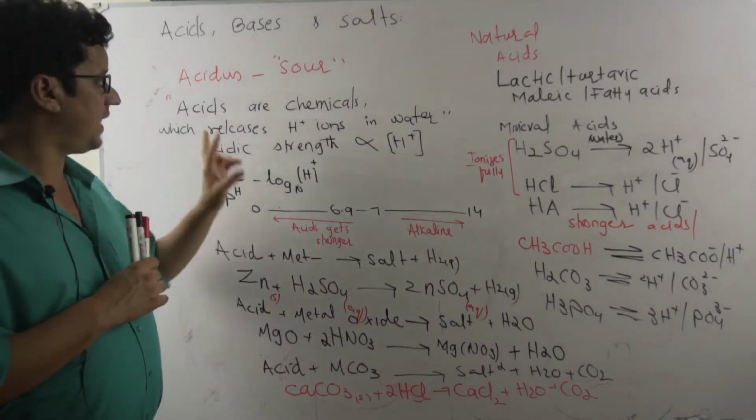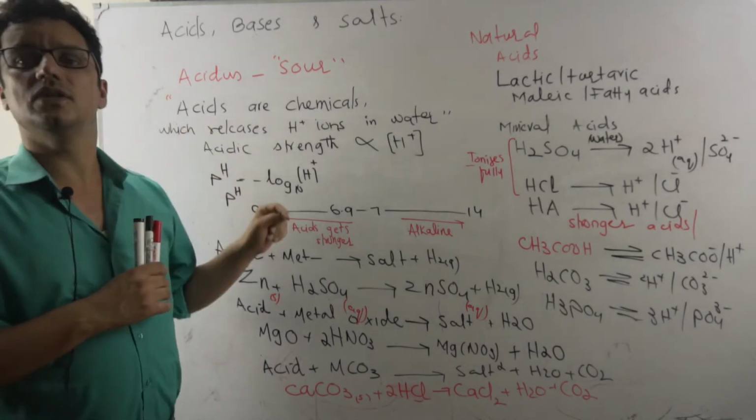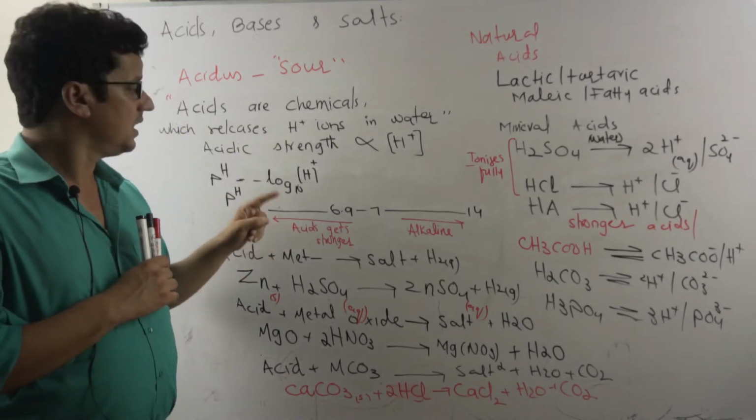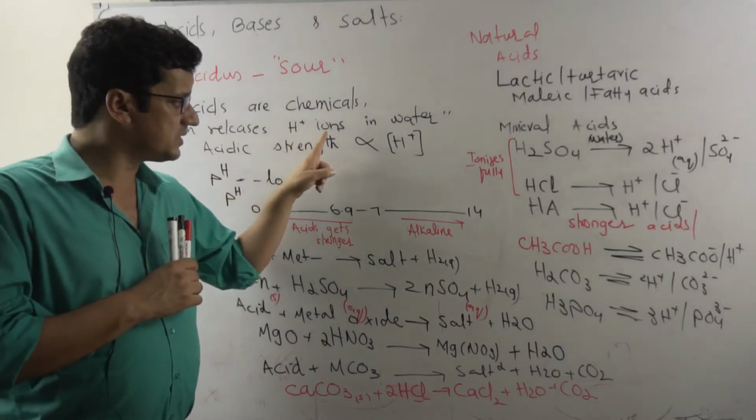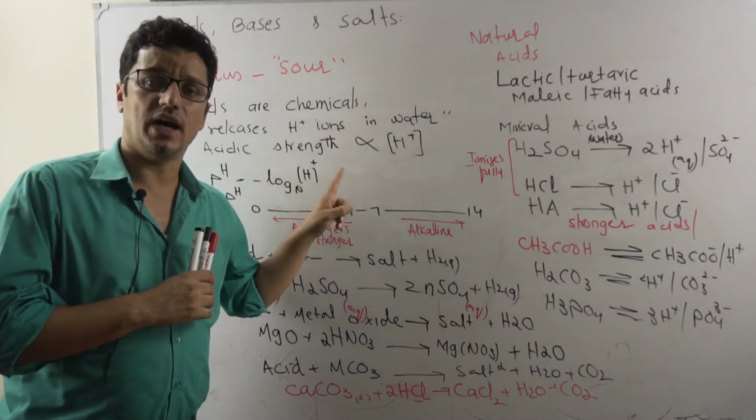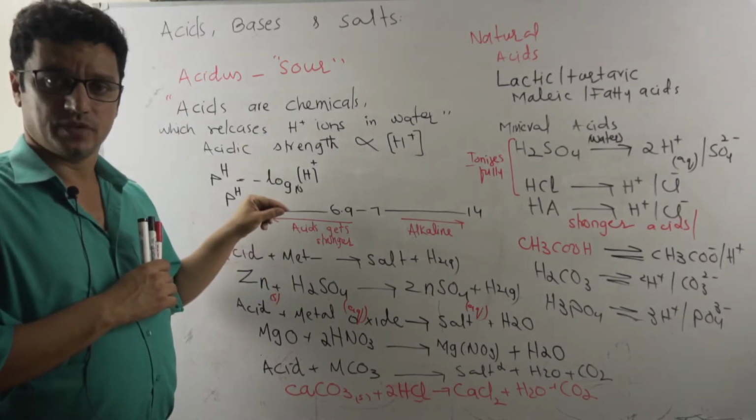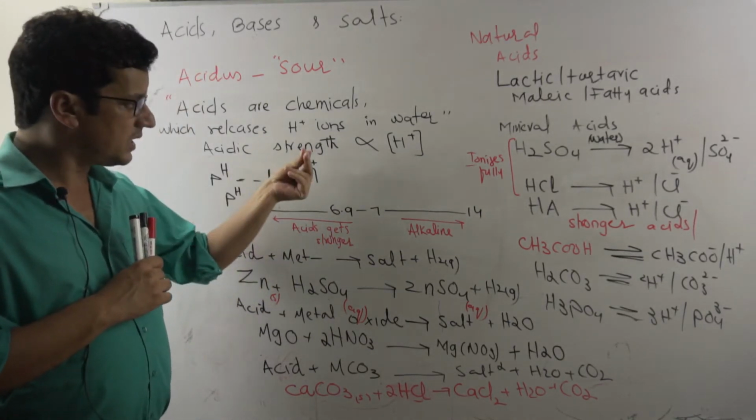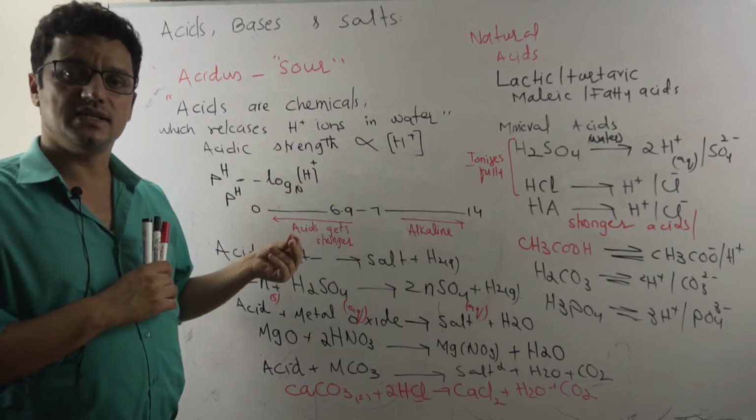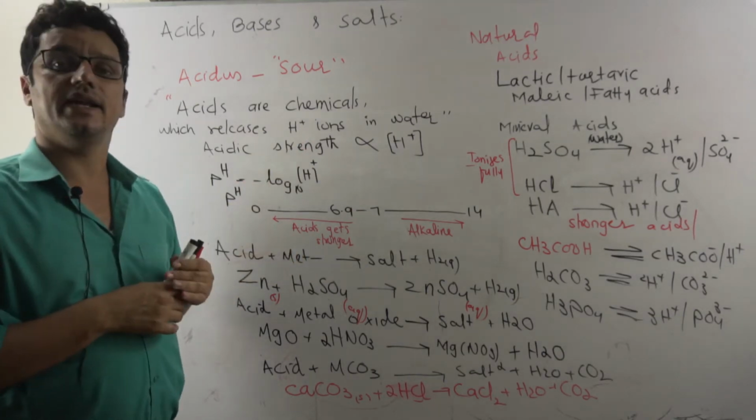The definition for acids is, acids are those chemicals which release H positive ions, hydrogen ions, in water. Acidity needs water. The more hydrogen ions a substance releases, the more acidic character it carries.